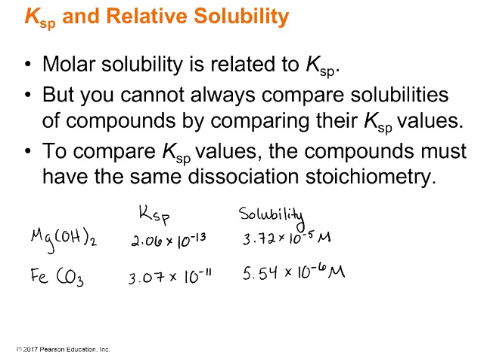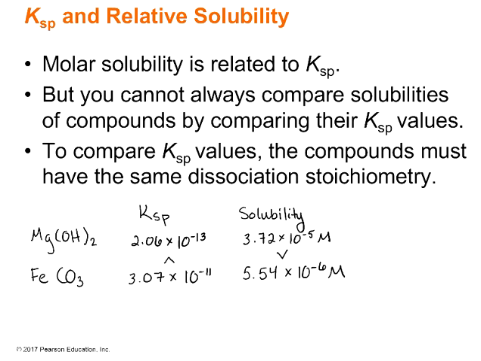You'll notice that the KSP value for magnesium hydroxide is smaller than that of iron 2 carbonate. So I'll put a little symbol there showing that the KSP value for iron 2 carbonate is larger. But if we look at the molar solubility, magnesium hydroxide has the greater value. So we can't directly compare magnesium hydroxide and iron carbonate.